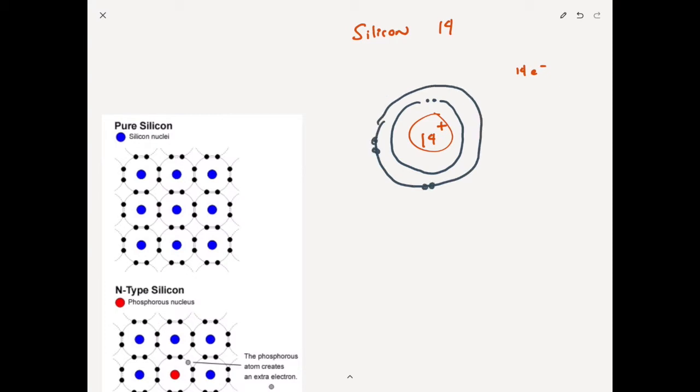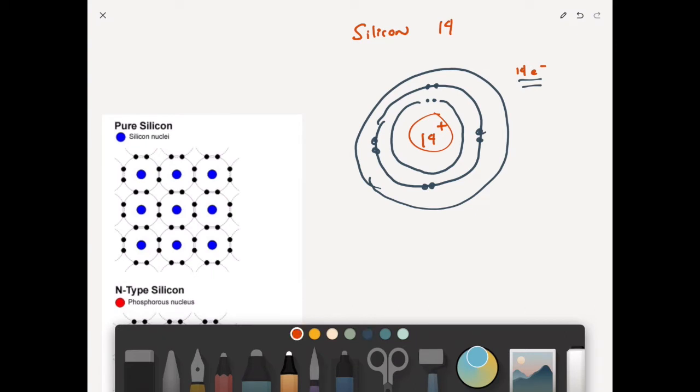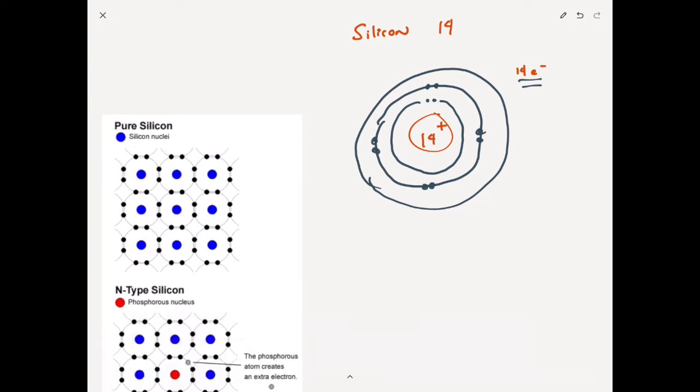Notice that I'm drawing them as pairs. That's not by accident. The third energy level can accommodate up to 8 electrons. But it turns out that silicon only has 14 total. Therefore, if silicon has 14 total electrons, with 2 in the first level and 8 in the second level, that's 10, so there's only 4 left to go in the outermost level.